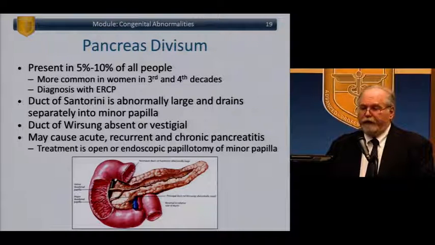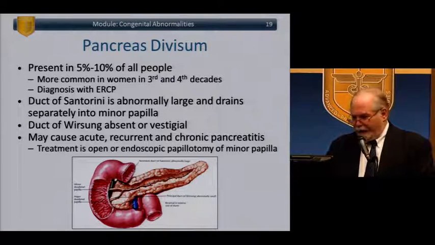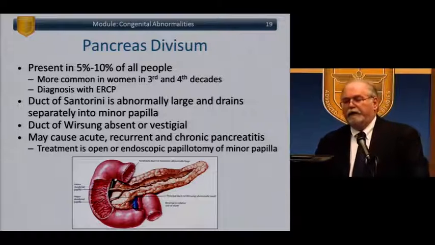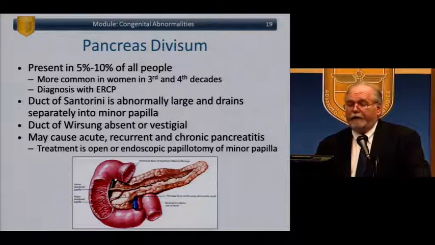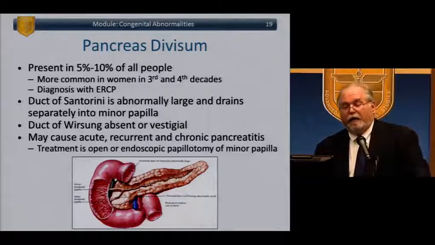Pancreas divisum, present in 5 to 10% of all people, is more common in women in the 3rd and 4th decade. It's diagnosed with ERCP. It's where the duct of Santorini is abnormally large and draining separately into a minor papilla. You may have an absent or vestigial duct of Wirsung, and it may cause acute, recurrent, and chronic pancreatitis. The treatment is open or endoscopic papillotomy of the minor papilla.